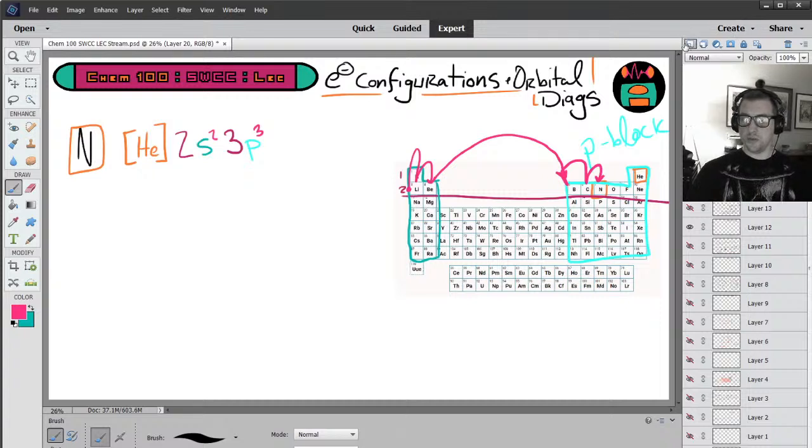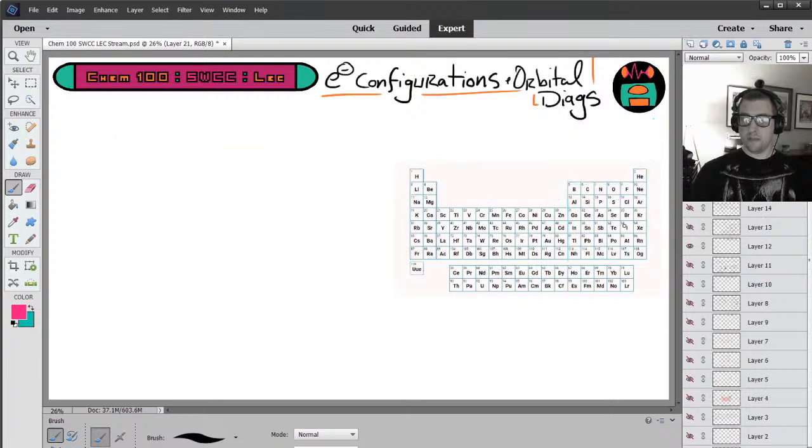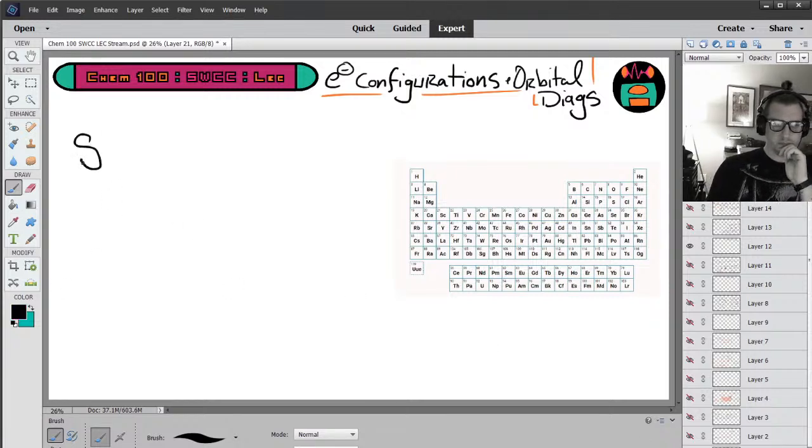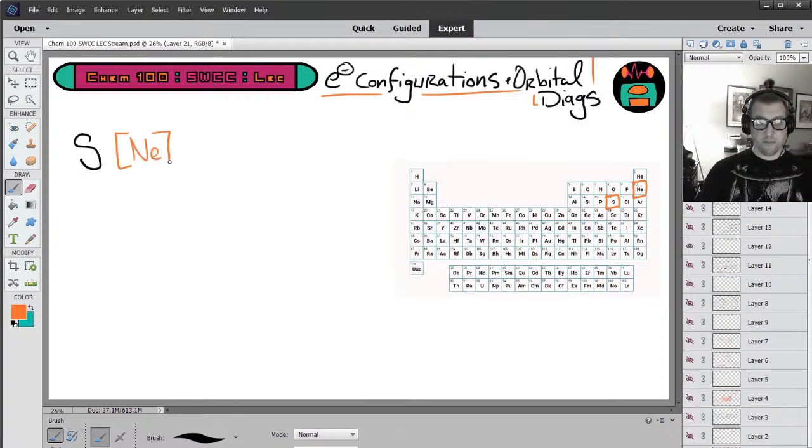All right, let's do another example. Let's do sulfur. So we find sulfur on the periodic table because that position tells us everything. Our nearest noble gas that we're dealing with is neon, so we throw that in a bracket. Next, we have to identify the period we're on. We are on the third period.